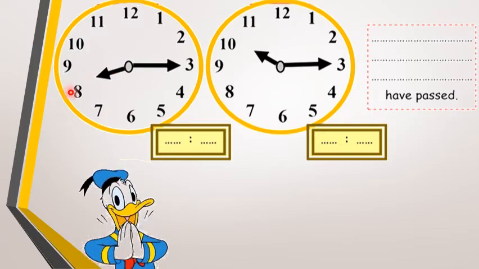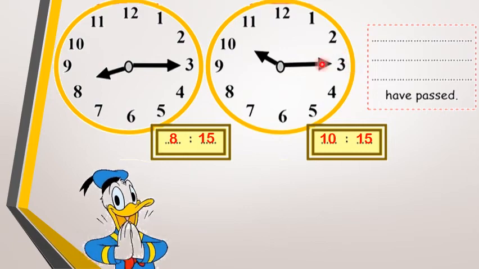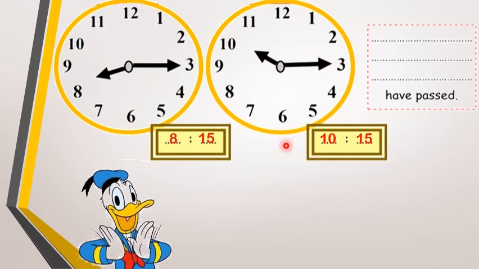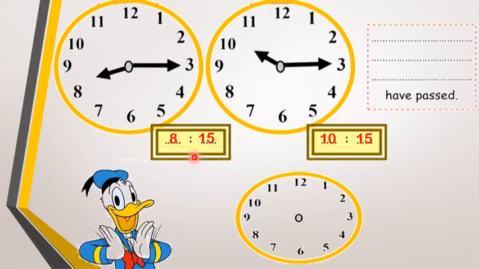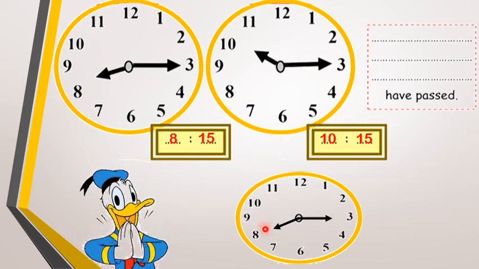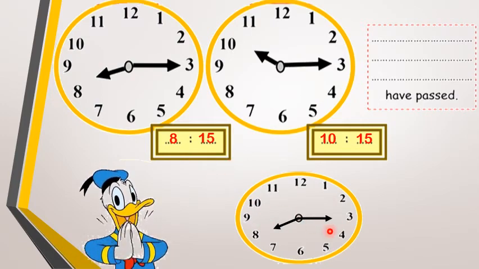Here the short arm is on 8, so I write 8 in hours, and the long arm is on 3, so it's 15 minutes. Here the short arm is on 10 and the long arm is on 3, so it's 50 minutes. I want to know what time passed between these. As you can see, only the hour changed. So I will change only the hours.